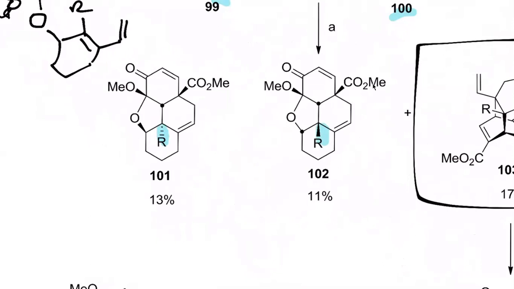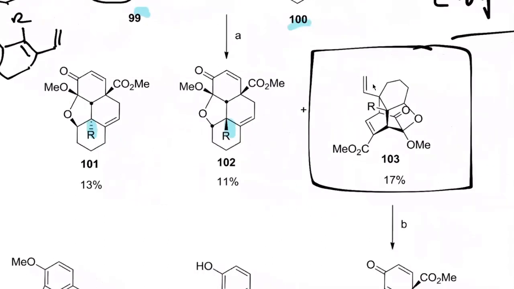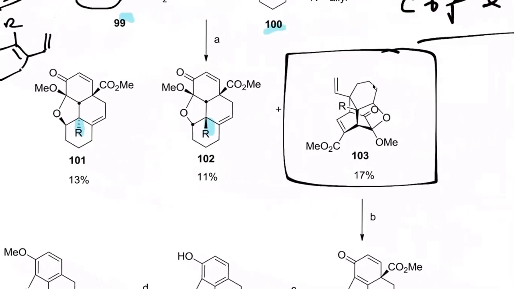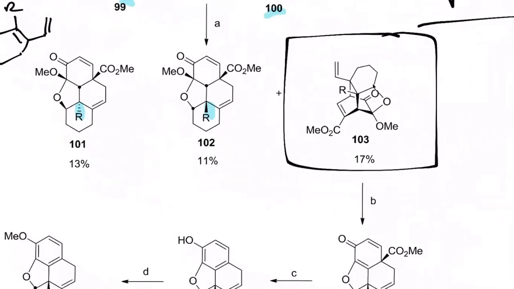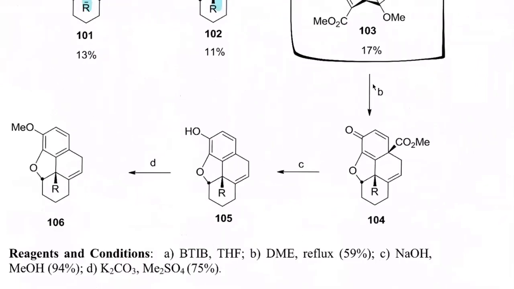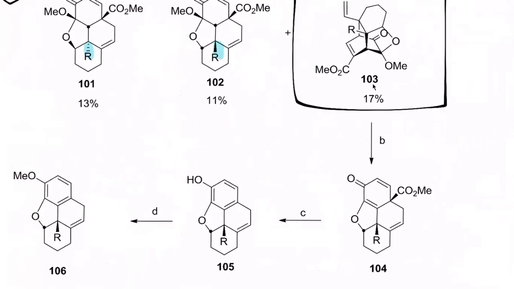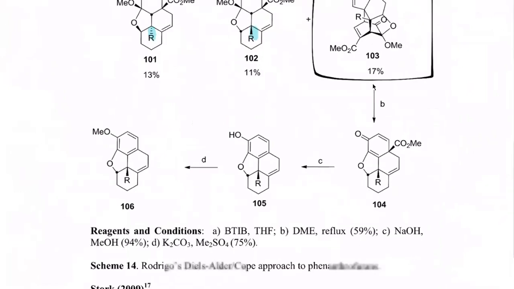So you got 13% of 101, 11% of 102. The good thing about this structure is that you can separate those out, right? Because those are diastereomers. If they were mirror images, you'd be stuck. But the fact that they're diastereomers, you can actually separate out 101 and 102 physically, just using a column. And then 103, you can heat that up and do a Cope rearrangement to get you to 104, right? And then finish the synthesis with some subsequent steps after that, right?